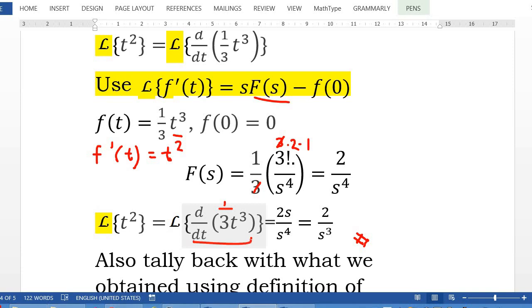So you have the derivative form. For the Laplace transform of the first derivative, you have s F(s) minus f(0). To get F(s), you have to identify your f(t), which is 1/3 t cubed. From f(t) you find F(s), the Laplace transform of f(t). To find the Laplace transform for t cubed, we use the table: 3 factorial over s to the power of 4. Simplify, you have 2 over s to the 4. Then the Laplace transform for the first derivative is s times F(s), so 2s over s to the 4 gives 2 over s cubed.